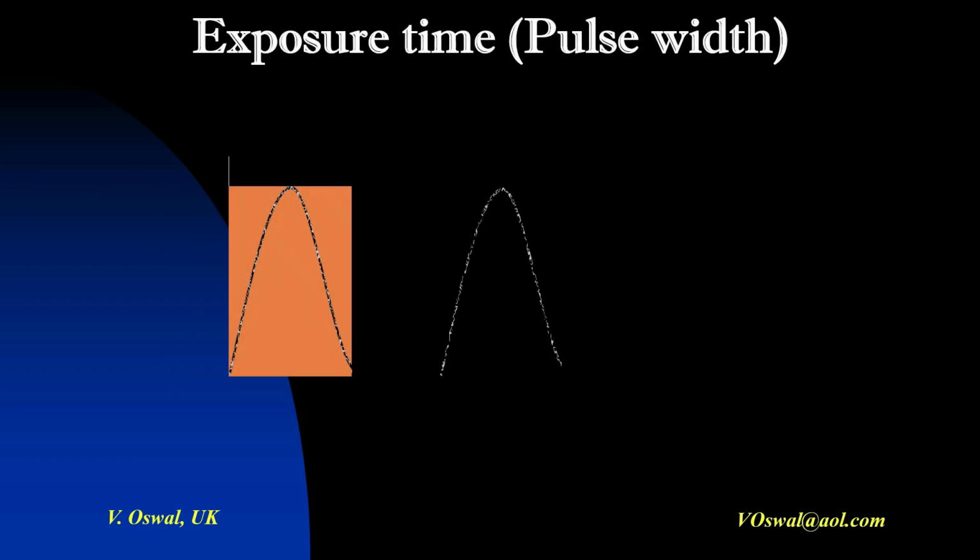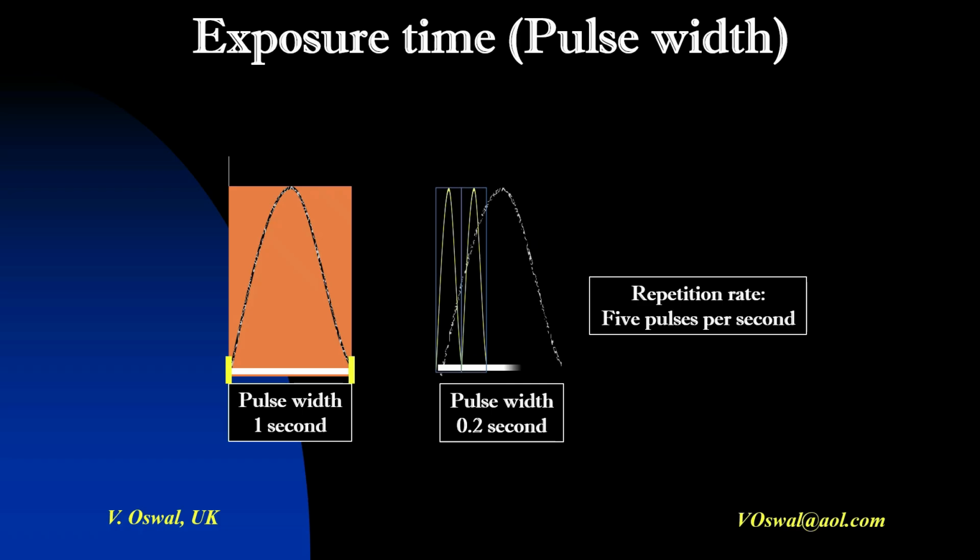Pulse width is an important measure. Pulse width refers to the duration of energy delivery. It is synonymous with the time during which the tissue is exposed to the laser energy. It's usually expressed as exposure time, defined as the time elapsed between the leading edge and the trailing edge of a single pulse. Repetition rate indicates the number of pulses delivered in 1 second.